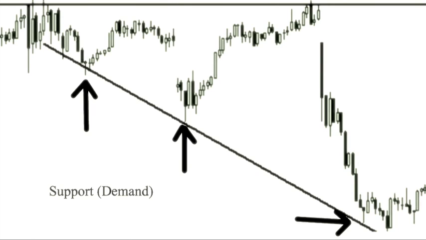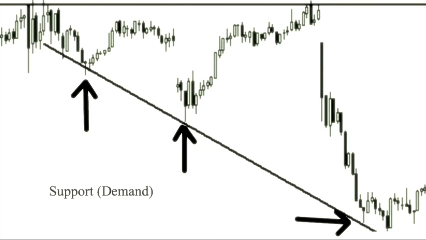An area of support is an area in which sellers begin to thin out and buyers begin to multiply in number. This causes price to stop moving lower and actually reverses price to send it higher. Areas of support can be thought of as areas of demand.